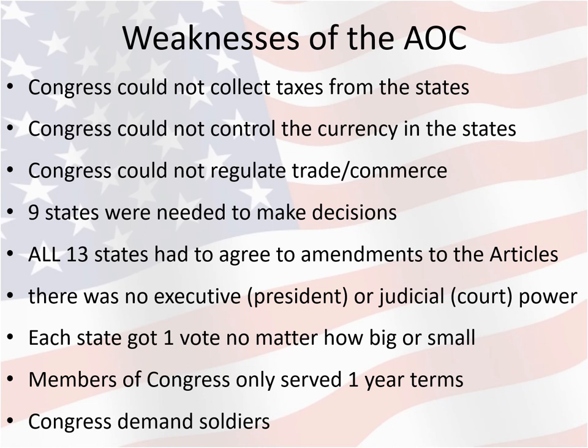So let's finish the number 8 on your note-taking guide. There was no executive or judicial power in the Articles of Confederation. So there was no executive branch, no president that was separate from the Congress, and there was no judicial branch. So each state could be looking at the same case at the same time, and there could be 13 different interpretations on a case. That's ridiculous.